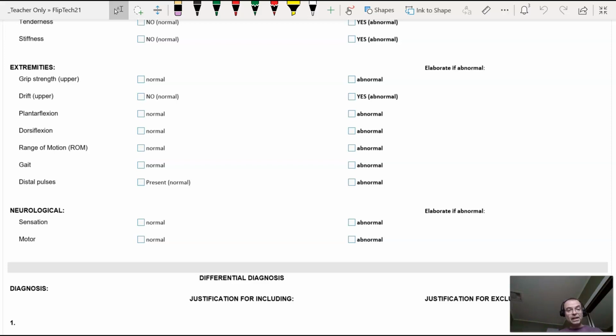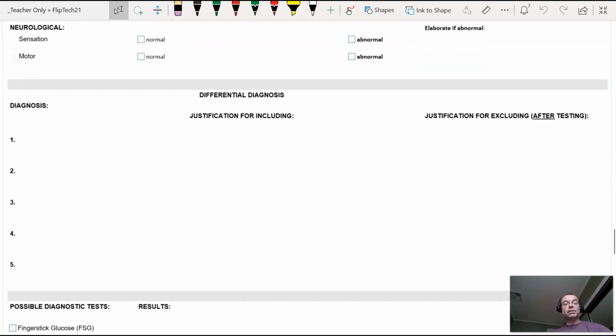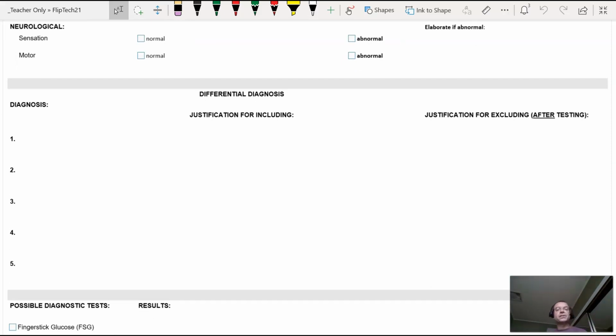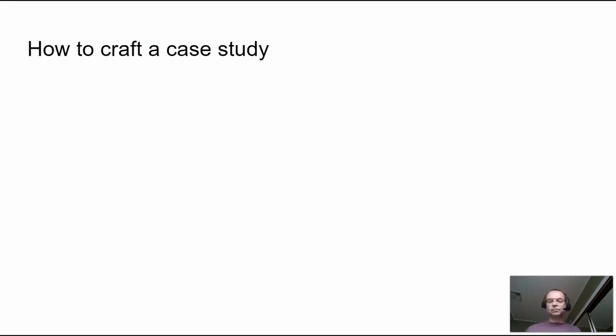Okay, then what we do is we fill out our forms and we circle the odd or unusual or anything that really sticks out in history and physical. And then my students will come up with a differential diagnosis. And we'll get to this in a second. Actually, I've got an example I'm going to run through with you. So we'll come back to this in just a few moments.